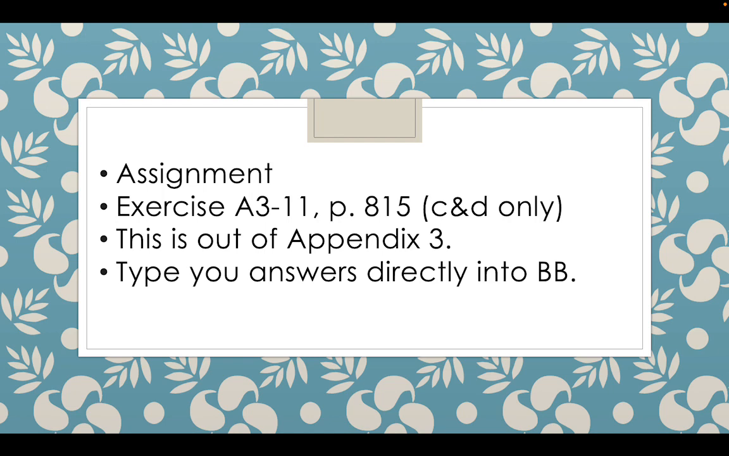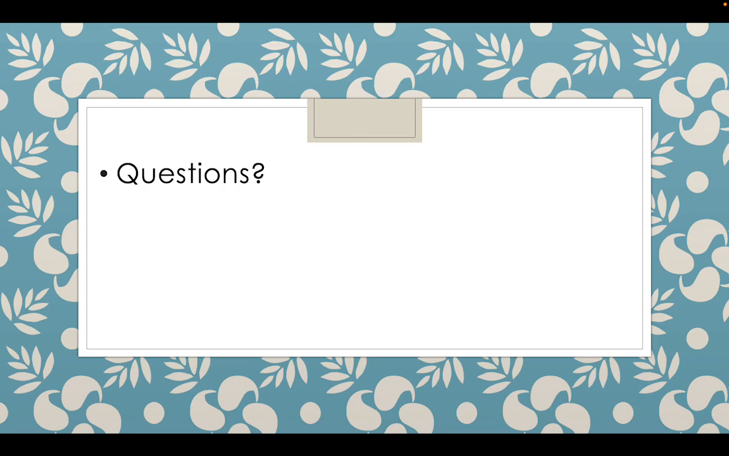For your assignment today, I want you to go back to the same problem that you did in the previous class. This is exercise A3, meaning Appendix 3, A3-11. It's on page 815. In the last class, I asked you to do letters A and B. Today, I'm going to assign letters C and D from that same problem. So again, this is out of Appendix 3. Type your answers directly into Blackboard just like you did in the previous assignment. And as usual, let me know if you have any questions.